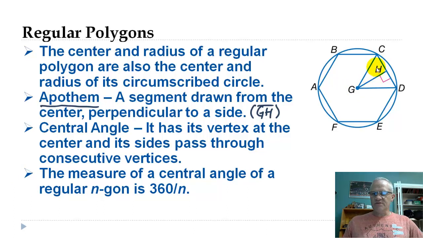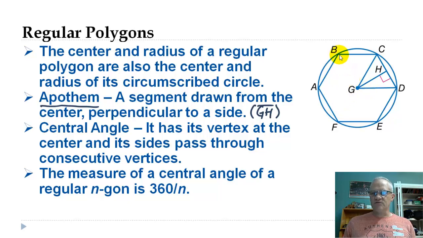And then the measure of a central angle of a regular n-gon, so that just means however many sides you have here. If it's an n-gon, remember that's short for however many sides there are. It's just 360 degrees divided by however many sides there are. So if this is a pentagon, that's 5 sides, the central angle will be 360 divided by 5. If it's a hexagon, which would be 6 sides, 360 divided by 6. So however many sides there are, you just divide by that to tell you the central angle here.